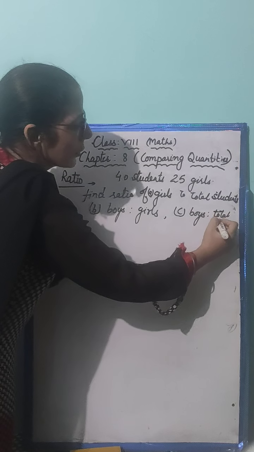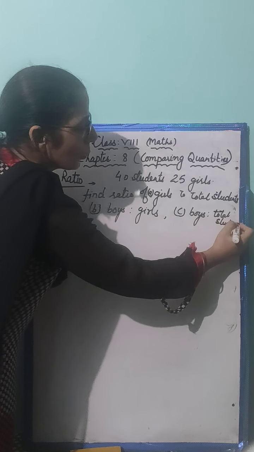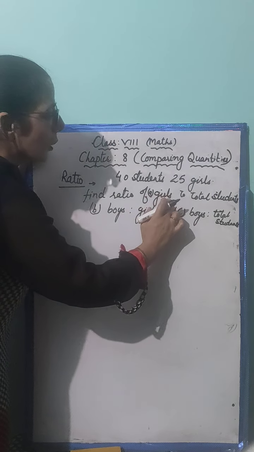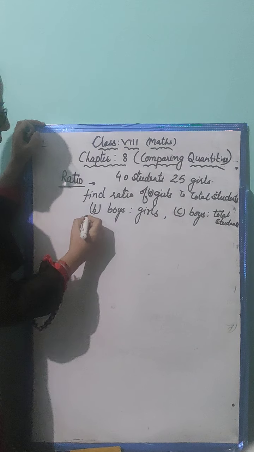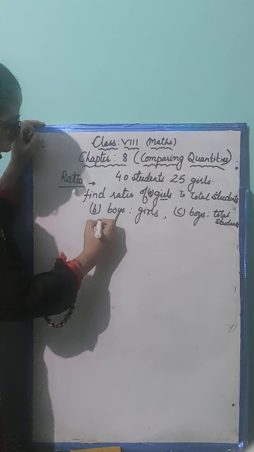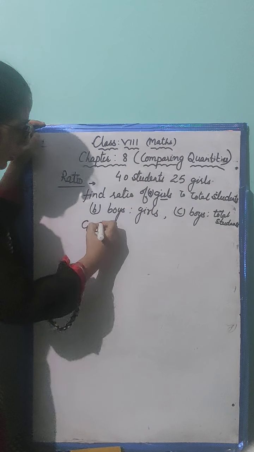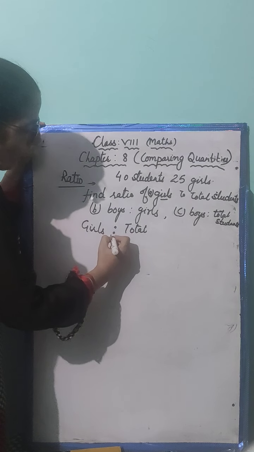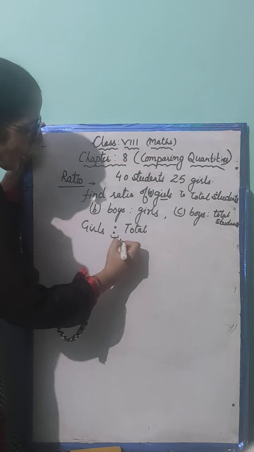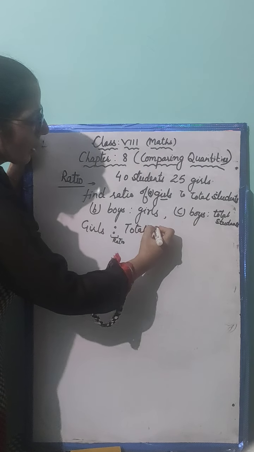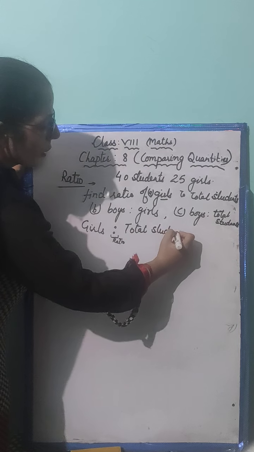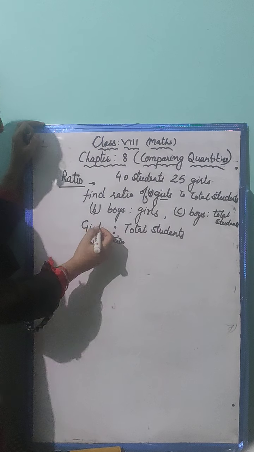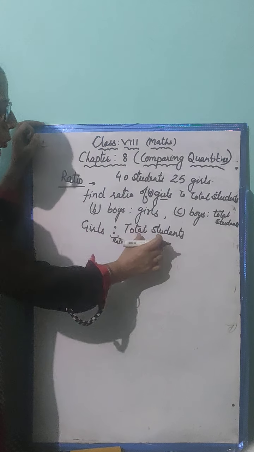So how do we get it? This is very important to note: what is written first. Here it is written, what is the ratio of girls to total students. So whatever is written first, we have to write that first: girls ratio total students. This is the symbol for ratio, and it is just equivalent to divide. I had written that there are 25 girls out of 40 students.